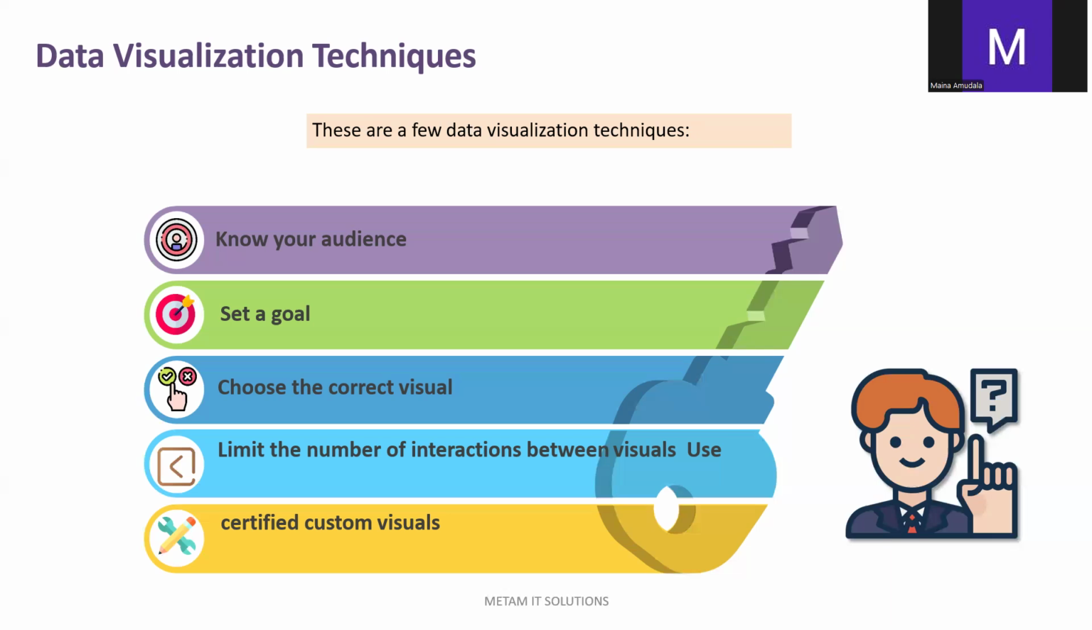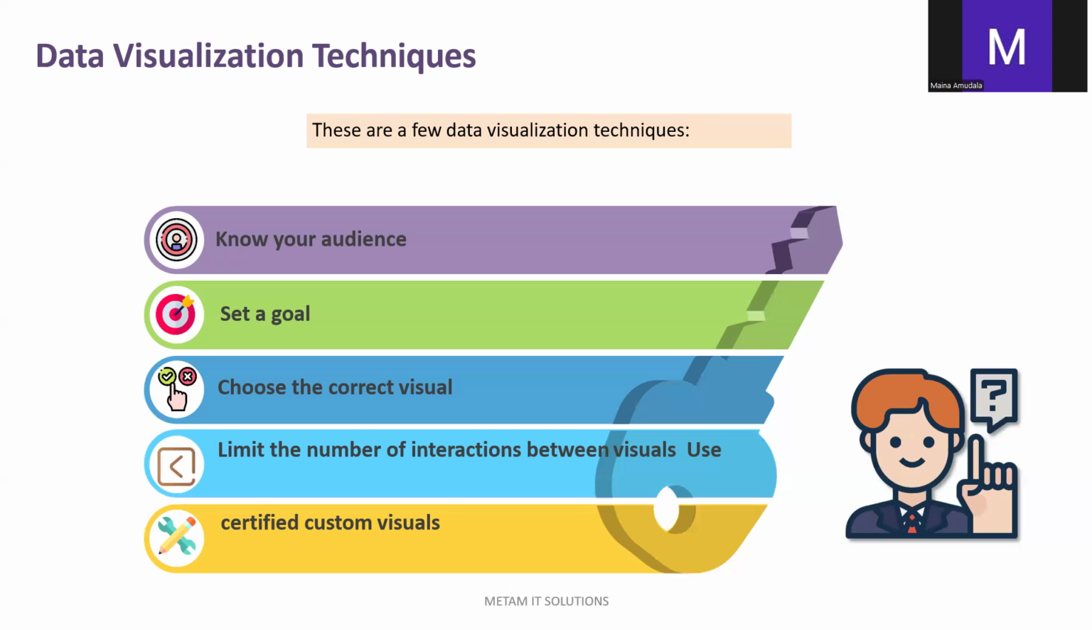So I need to calculate two values. I have to take the two values: one value is represented on the x-axis and the other is on the y-axis, right? So choose the correct visual. For example, I am going to calculate two different values.